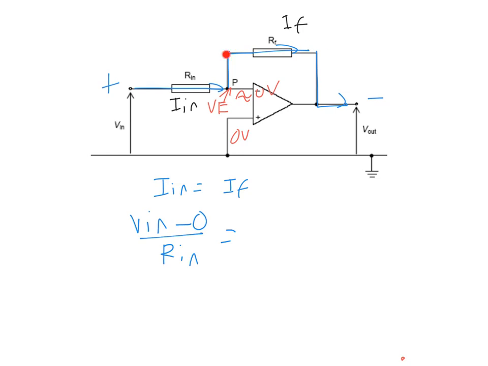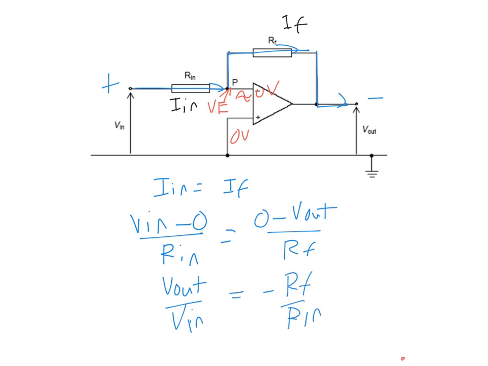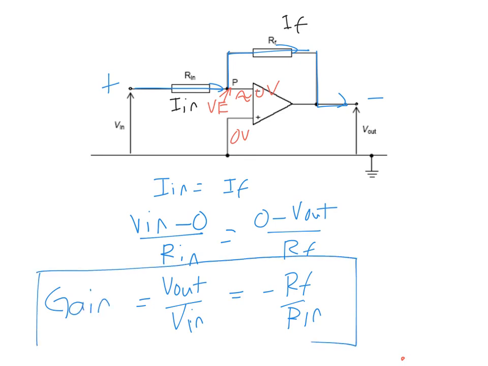Then we do the next part, RF here. The current here is flowing from here to here, or from P to V out. So which potential is higher? Your virtual earth or V out? Virtual earth. So 0 minus V out over RF. Then we group the V out over V in to one side. Then you get negative RF over R in. And can you remember for an op-amp, V out over V in is also the formula or the definition of gain. So now your gain is basically just the ratio of two resistances, RF over R in.